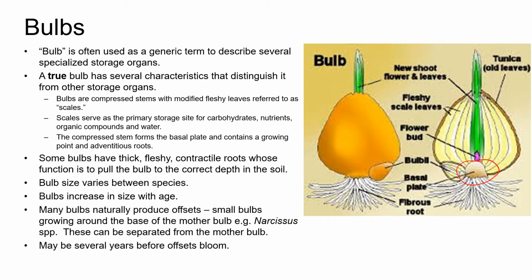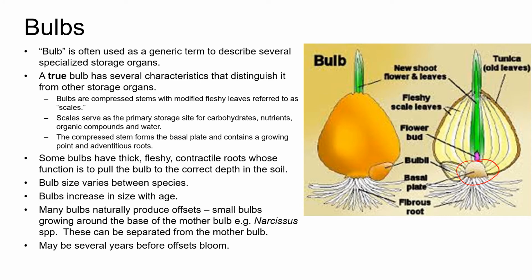An onion is a bulb, so think about what an onion looks like when you're looking at this diagram. Or better still, go to the kitchen, cut an onion in half vertically, and you'll see almost exactly what this diagram on the right is showing you. Some bulbs have thick, fleshy, contractile roots, whose function is to pull the bulb to the correct depth in the soil. These contractile roots don't play a role in supplying water and nutrients to the bulbs, though.